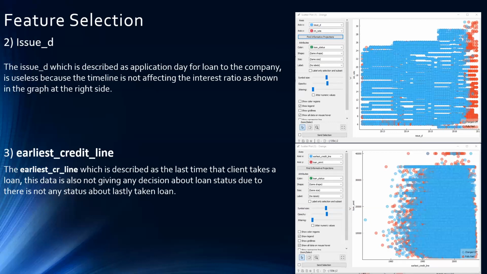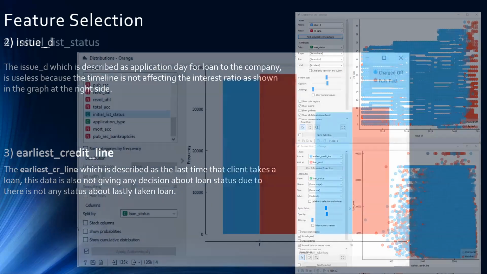In the next feature, earliest credit line, it describes the last time that the client took a loan, and there is no status for the lastly taken loan. So we thought we could not predict according to this timeline, and we proved that with the scatter plot graph on the right side. There's not a good harmony in the look, so we also delete this. Correlation, you mean, right? Yes, sir. Okay, thank you.